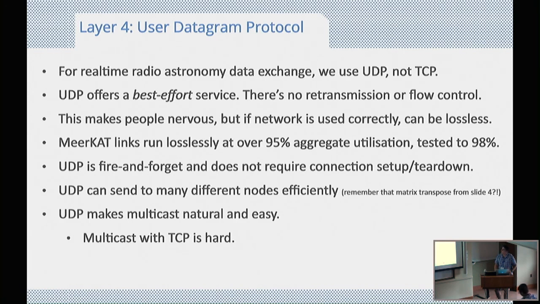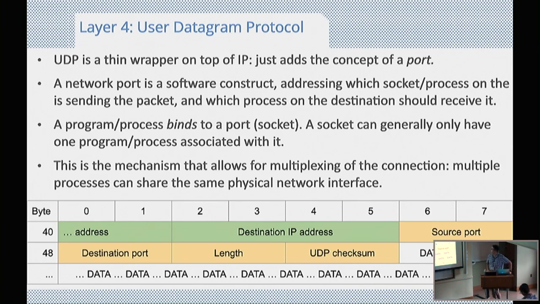One thing that's nice about UDP, because it's not connection-oriented, is you can send to many different nodes. You can round robin between them very efficiently because you don't have to go through a connection setup and teardown process. And it also naturally lends itself to multicast. Multicast with TCP is a little bit hard.